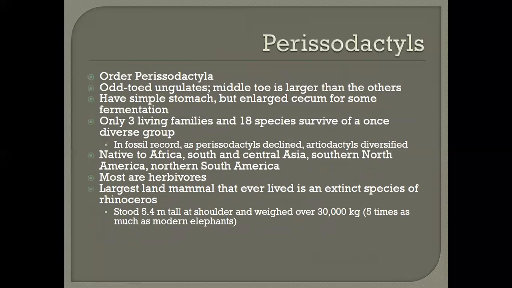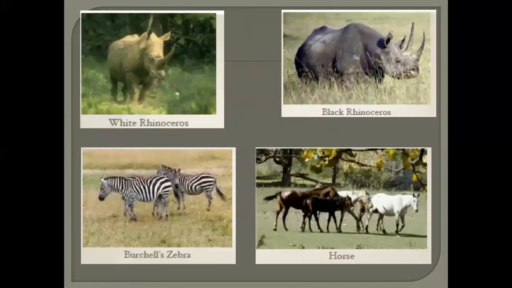And we have our odd-toed ungulates, where there are only 3 living families and 18 species. In the fossil record, this was a very rich group. They're found in Africa, Asia, North America, and northern South America. They are herbivores, and the largest land mammal that ever lived is an extinct species of rhinoceros that weighed over 30,000 kilograms, or 5 times as much as your modern elephants. These are the rhinoceroses, the zebras, and the horses.